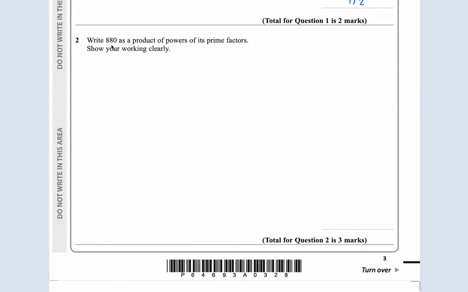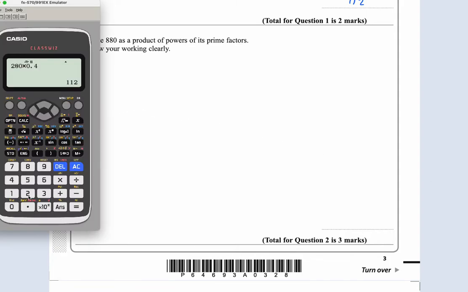Write 880 as a product of powers of its prime factor. Show your working clearly. Okay, so this is an example, guys, where you can't use this button here, although you can use it to check your answer. My answer is going to be this. So if I press 880 equals, and then I do shift this button and I get fact for factors, this is my answer. But I need to show my working.